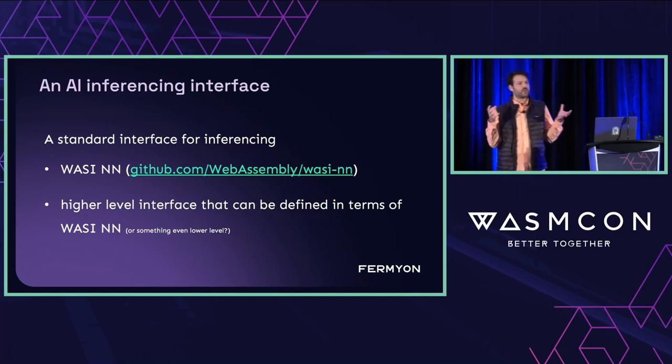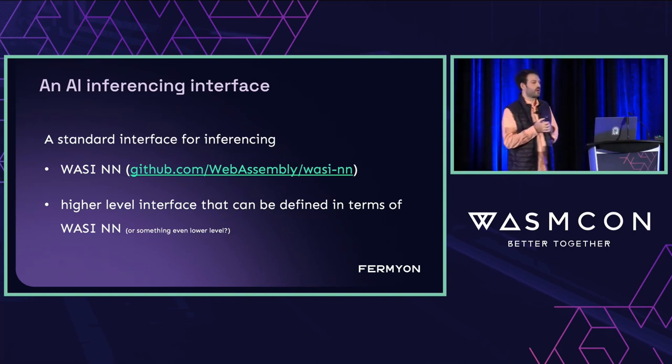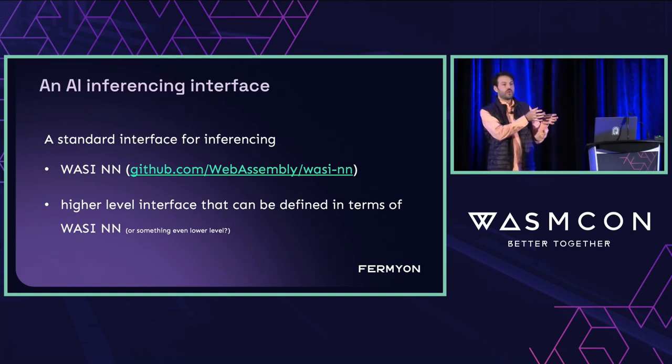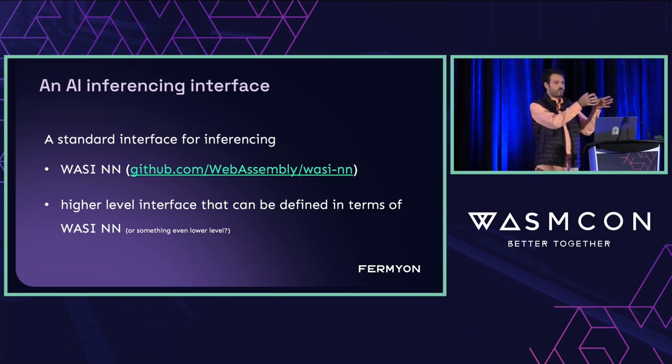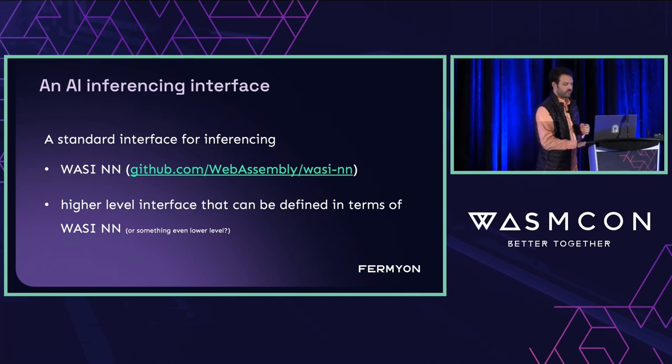How does it look? What do you actually write when you're trying to build an inferencing component that you can run from WebAssembly? There's a standard for this. It's called WASI-NN. It's a model loader API that lets you load a machine learning model from WebAssembly to the host and then have it executed on hardware acceleration on the host. Or you can have a higher level interface that then can be defined in terms of WASI-NN.